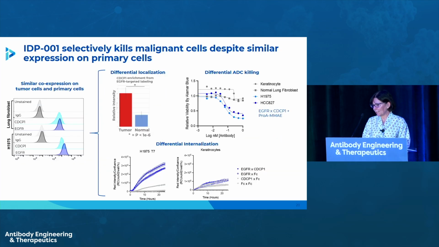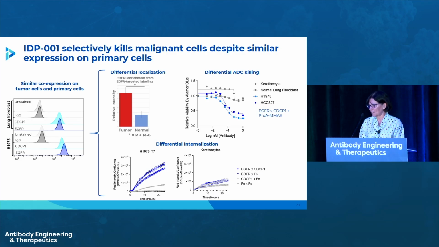And so, as I mentioned earlier, there is some expression of CDCP1 in skin, and we've explored that as well. If you just look at the histograms on the left-hand side there, you can see that there is similar co-expression on, in this case, H1975 cells, which are a lung adenocarcinoma cell, compared to primary lung fibroblasts. However, when we perform micromapping experiments on normal tissue versus tumor tissue, we see that there is reduced enrichment or reduced proximity in the normal tissues compared to the tumor tissues.